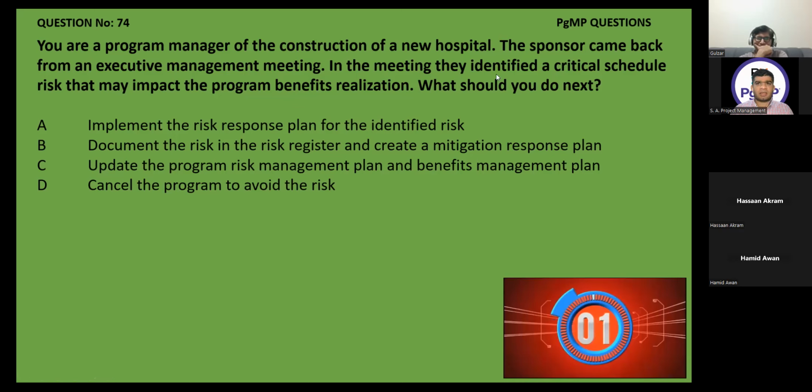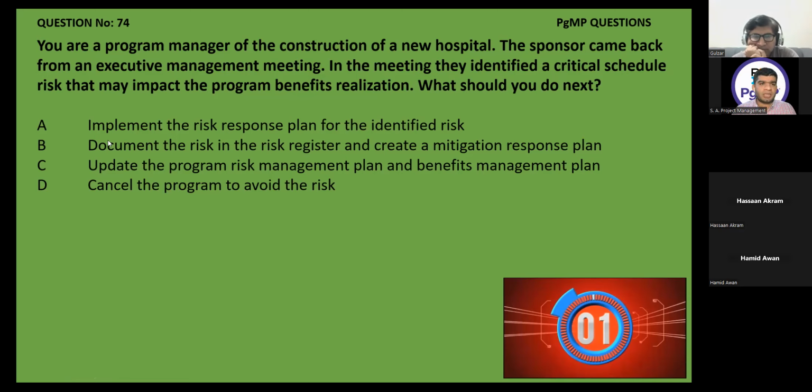So this is an easy question. In the meeting, they identify the critical schedule risk that may impact the program benefit realization. What should you do next? So in the risk management cycle, the first step is risk identification, then risk analysis. Then we go to the risk mitigation plan or strategy, whatever we have to do.